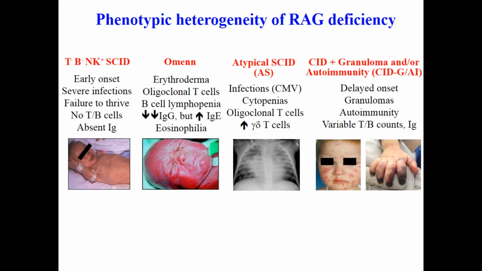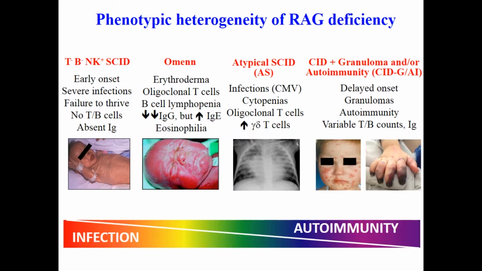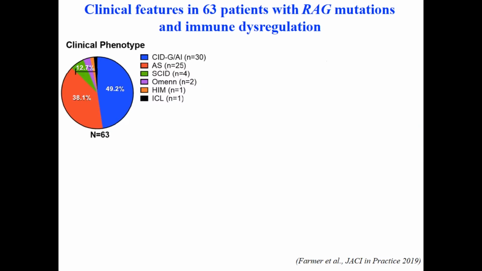I mentioned that you can have anything from SCID to autoimmunity, even in the presence of defects in the same gene, and the best example of this, I think, is RAG deficiency in humans. I mentioned that it's actually a mixture of infection and autoimmunity in this situation.